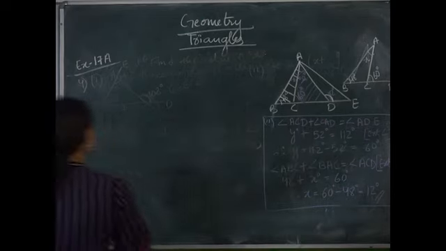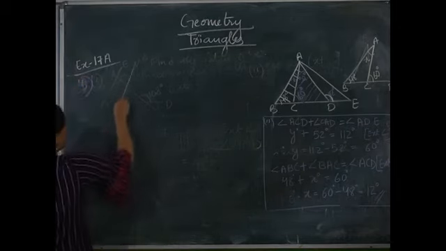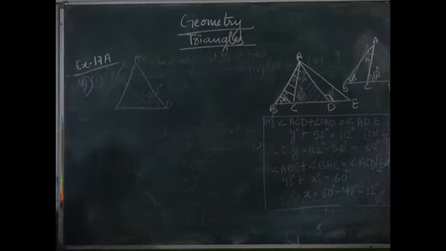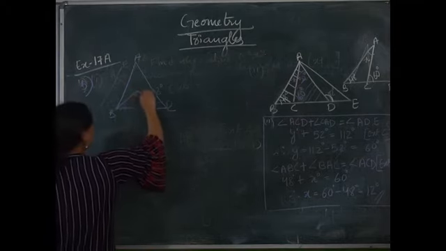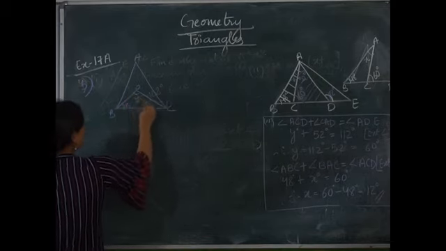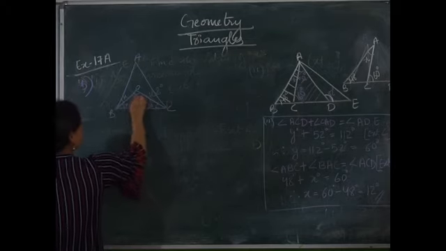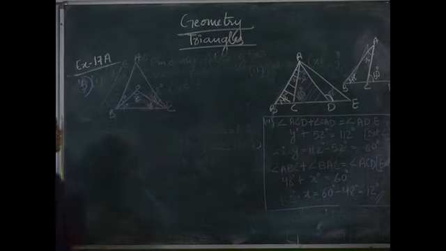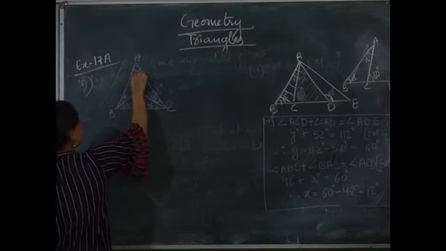Now we'll be doing question number 5. Question number 5. The figure given here is A, B, C. This is your O, this is your X, this is your Y, and this is your Z. This is also X. Sorry, this is your Z. This is your Y. This is also Y. And the angle A is given as 54 degree.